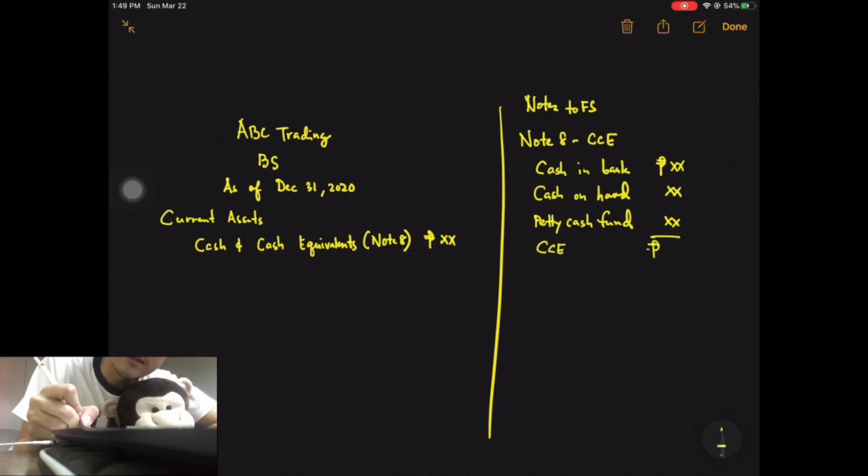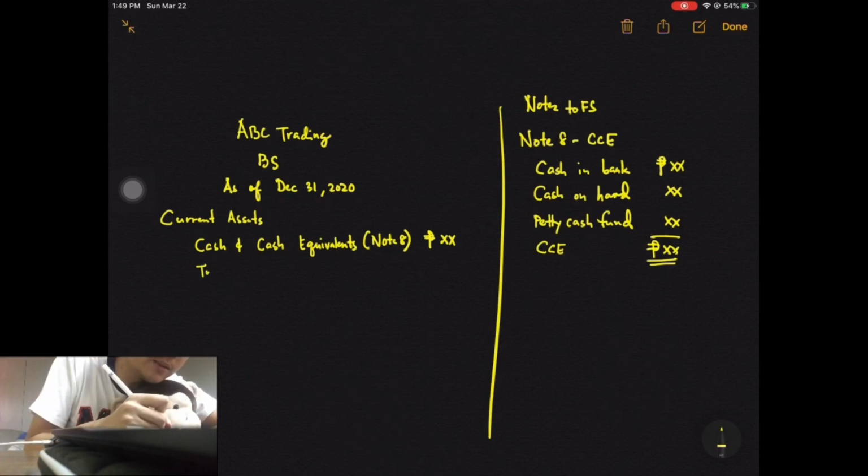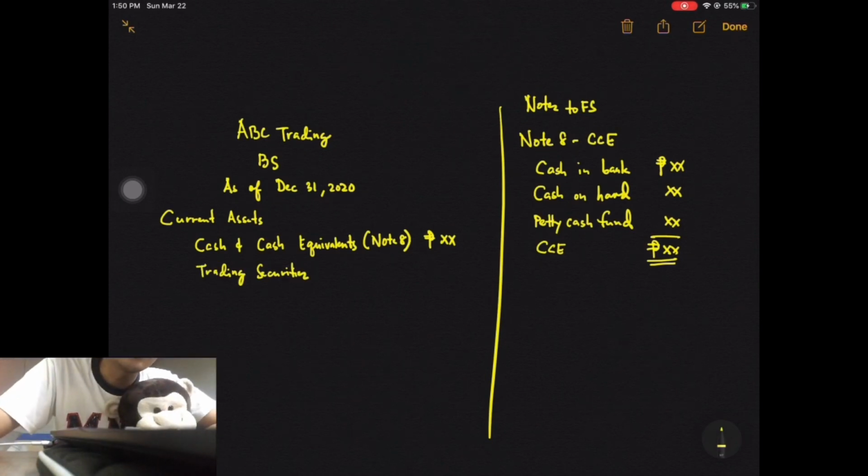Get the total. And again, notes will give you the solutions, and your answers will be in your statements per se. In this case, balance sheet. So that's one, cash and cash equivalents. And then we have another, but this one does not come with notes. It's called trading securities. It comes with different names. It's also called marketable securities. It's also called short-term investment. You just need to take note of those. So that's another current asset.